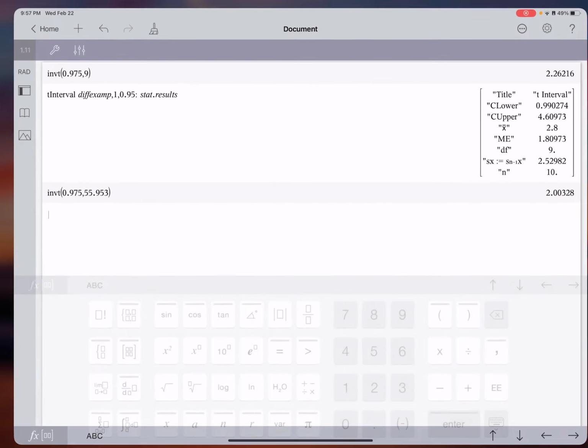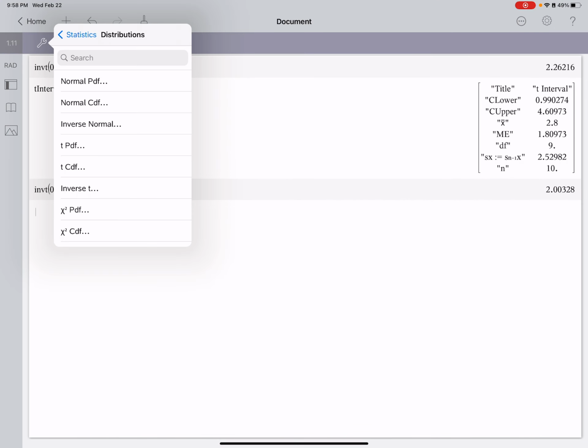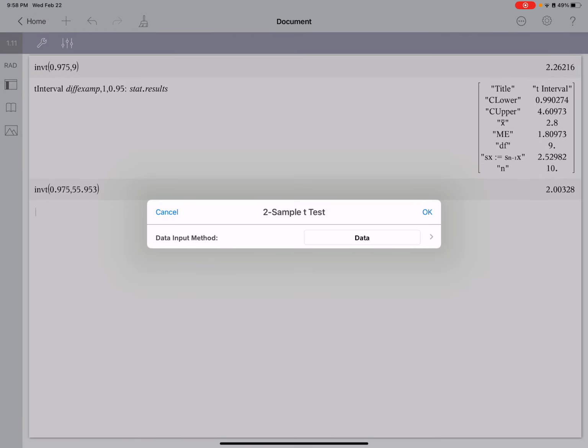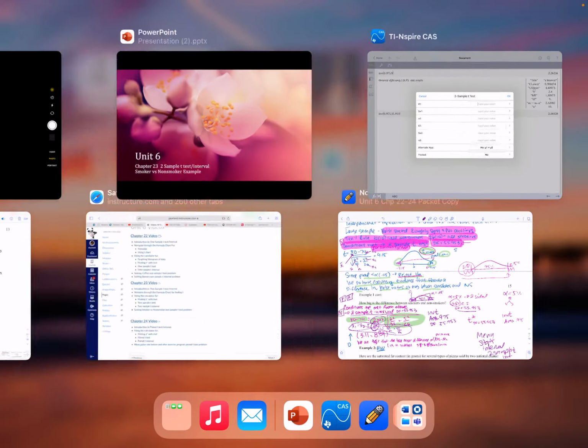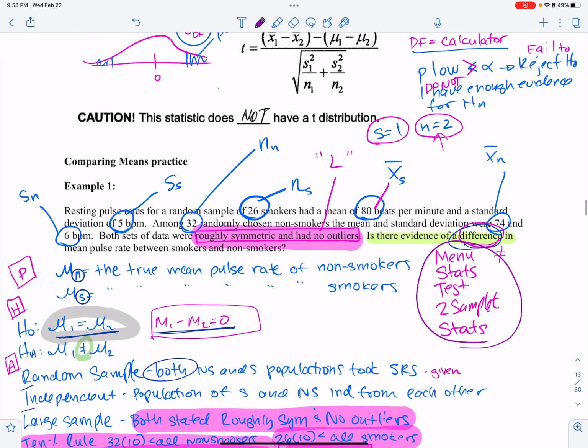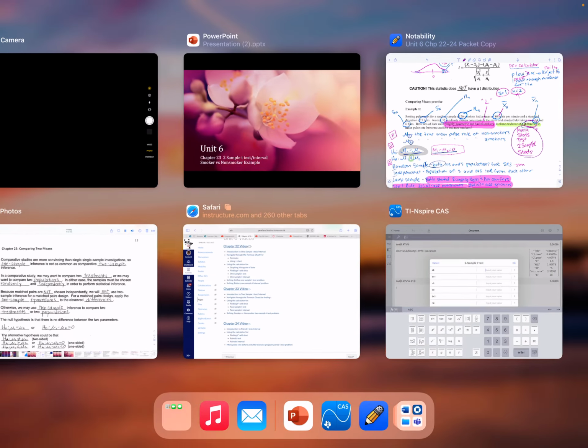So this one says menu stats. And we are doing, wrong one, sorry, menu. There we are, stats, test. This is for the first one. And that would be a 2-sample t-test is what we were doing. And I don't have data, I have statistics. So, okay. And I'm just going to fill all these in. And that, if you remember, I'm going back up here. And that was 26, 80, and 5.